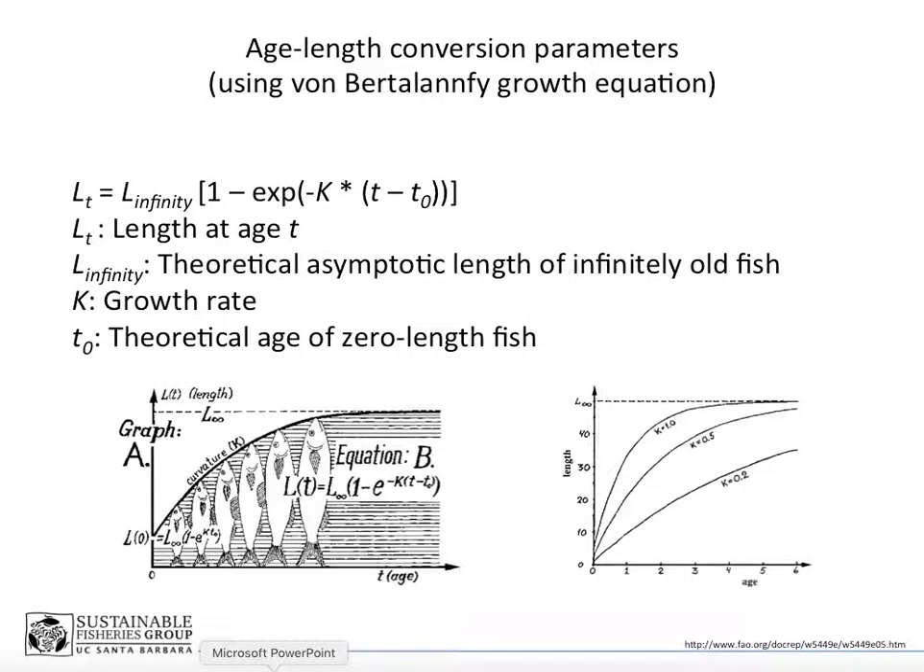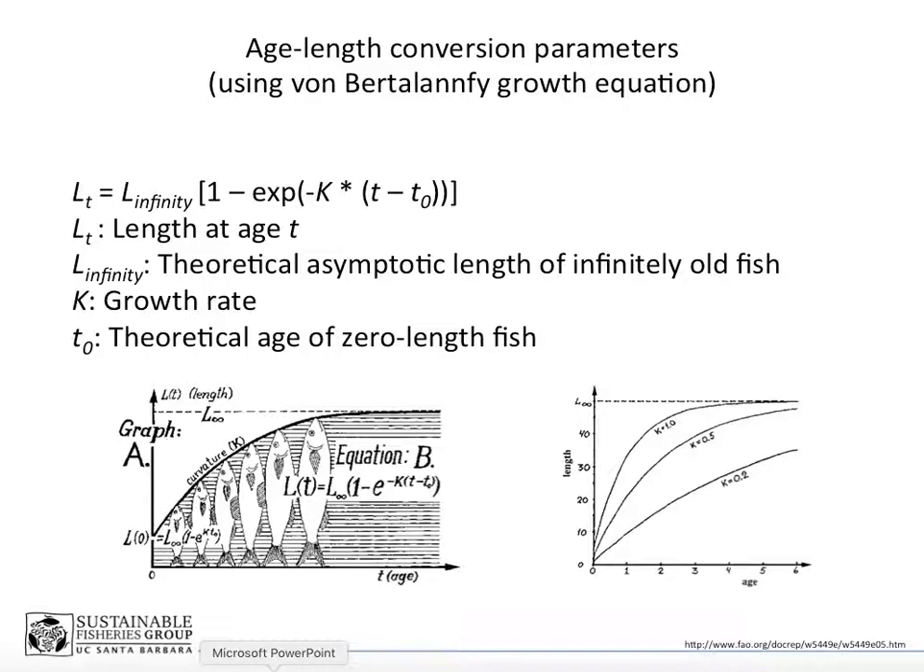So let's talk a little bit about some equations. Some of the most important parameters for data-limited assessments are age to length conversion parameters, which use the von Bertalanffy growth equation. Now, we don't need to dwell too much on this equation, but essentially there are 3 parameters that determine how long a fish will be for a given age. So as fish grow older, they grow longer, but only up to a certain point.